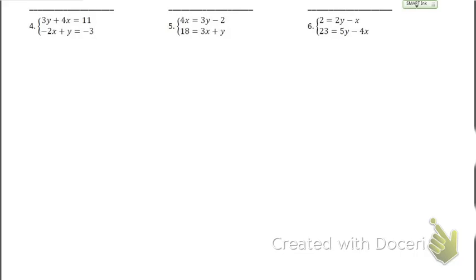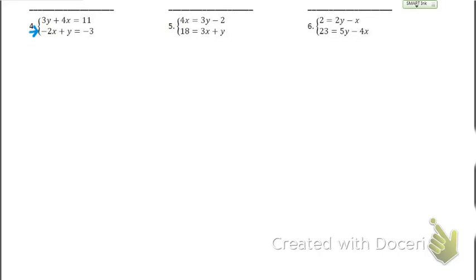Anybody have an idea? Malika, what did you guys talk about? I said that negative 2x plus y equals negative 13 would be easier to convert. Okay, so she said that the second equation would be the easiest to work with. Thumbs up, you agree. I actually agree as well.